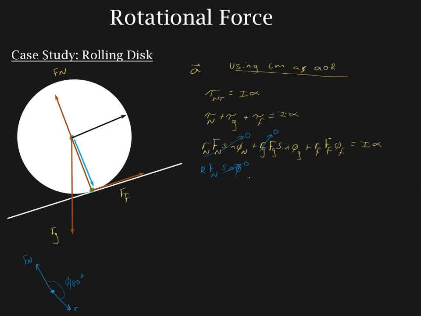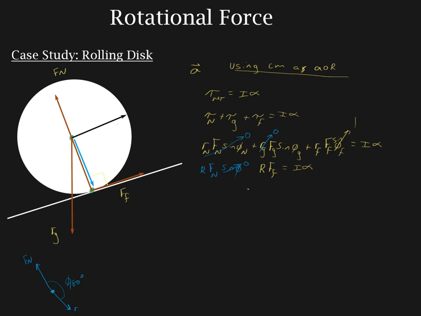And so we have R, and then the force of friction. And I think it's also easy to see here that this is a 90-degree angle. So the sine of phi is going to go to 1. So we just have R, the radius of the disk, times the force of friction is equal to I alpha.